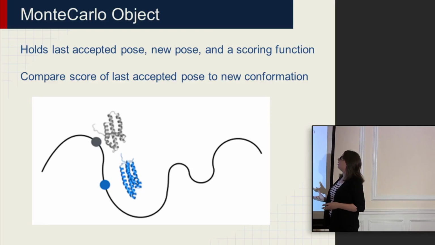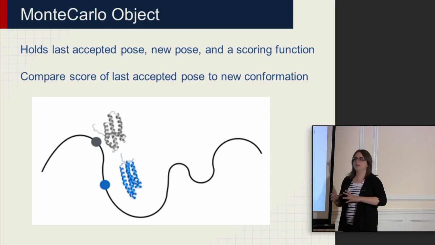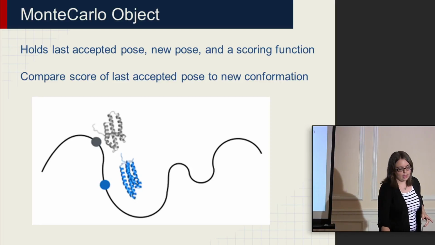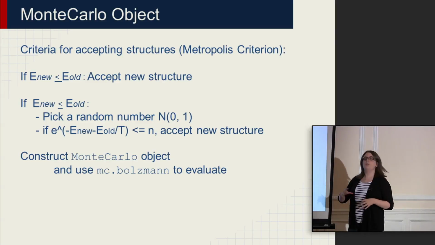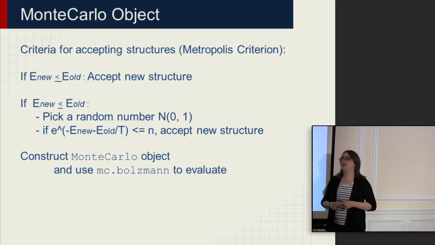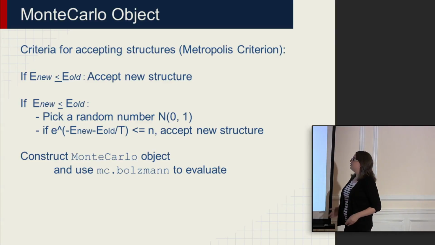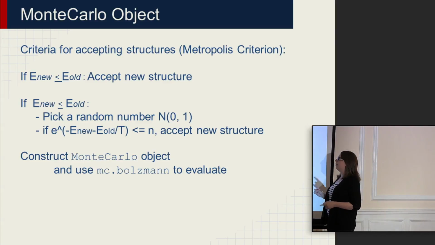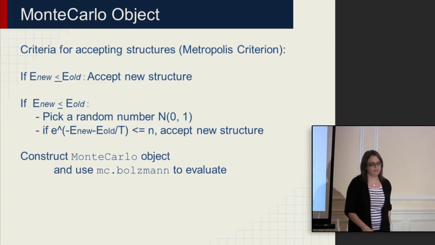And what it will do is it will compare the total energy of the last pose, or the last accepted pose, and the energy of the new pose. And then if you call mc.boltzmann, it will evaluate which structure you should accept in your simulation. So if the total energy of your new pose is less than the total energy of your old pose, you'll accept the new pose. If not, you'll use the Metropolis criterion to accept. So you pick a random number from 0 to 1, and if the accepted probability is less than that number, then you'll accept the new structure.